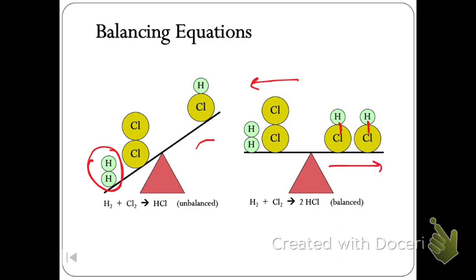This is the product side. So when they went into the reaction, it was H2 and Cl2. They were bonded to each other. And then once they came out, hydrogen was bonded to chlorine and hydrogen was bonded to chlorine. That's what happens in a chemical reaction, right?